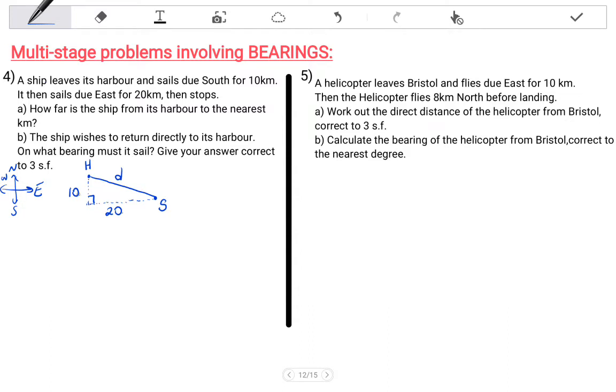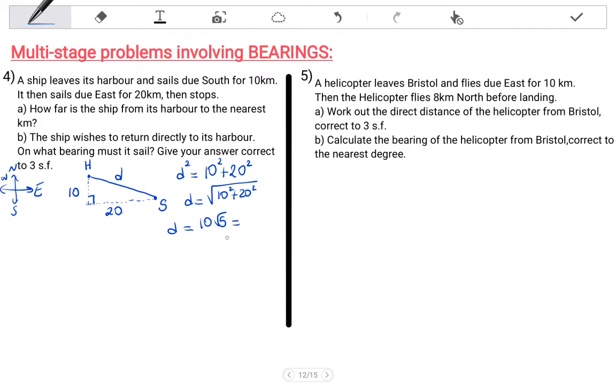Because I know two sides and one side length is missing, I am going to use Pythagoras theorem. D is the hypotenuse, that's why I leave it alone here. D square equals 10 square plus 20 square. So D equals square root of 10 square plus 20 square, and D is 10 square root 5, but to the nearest kilometer is wanted.